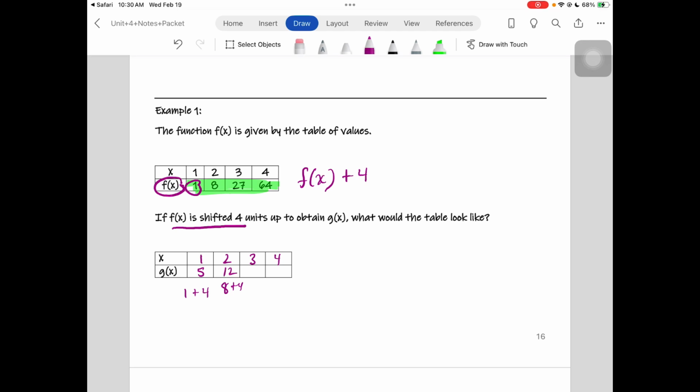Okay, then we'll go to the next one. At 3, it was 27, so we add 4 to that. That's going to be 31. At 64, we're going to add 4 to that, which will give you 68. So simple as that.